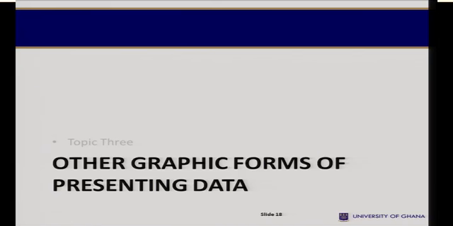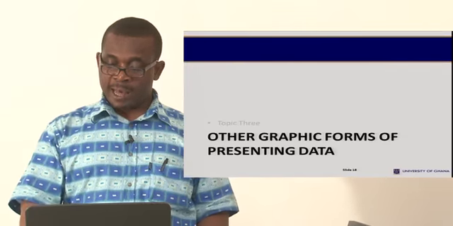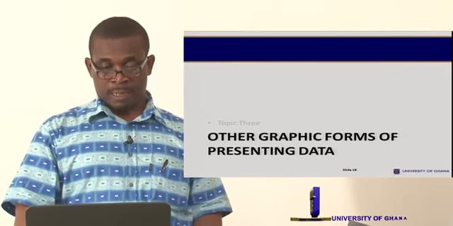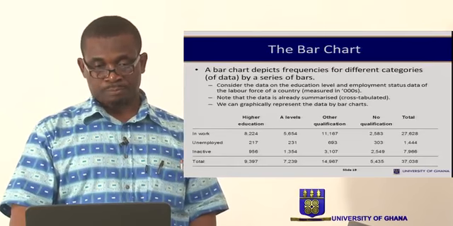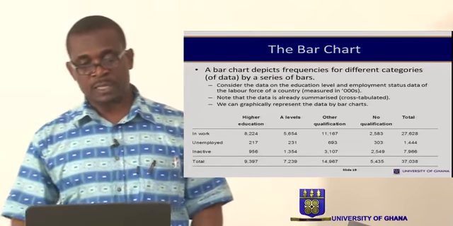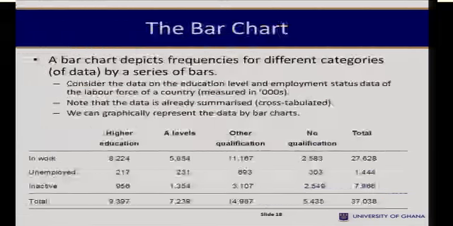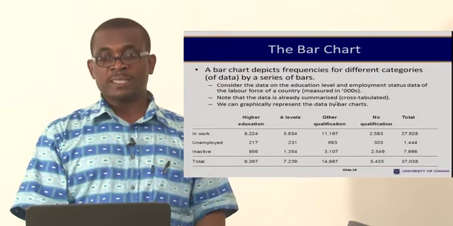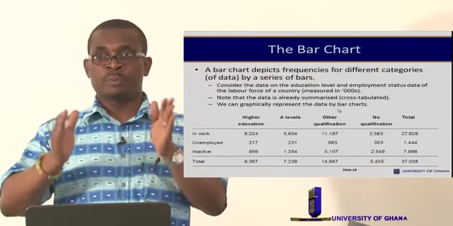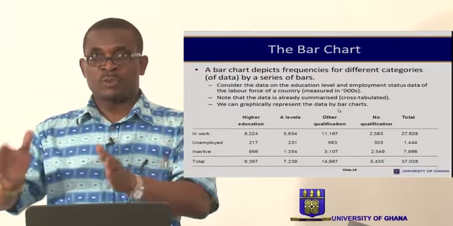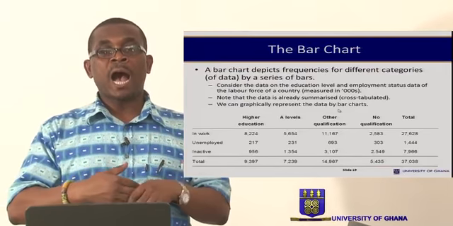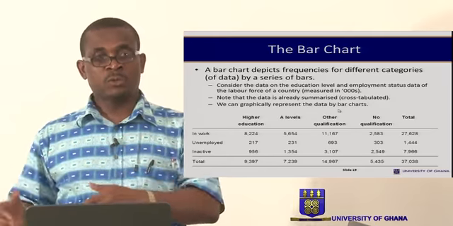Now we want to wrap up our discussion of session 2 by looking at other forms of graphic data representation, or representation of data graphically. The first is the bar chart. Now, a bar chart depicts frequencies for different categories by a series of bars. So you have data in various categories, and you want to represent each category by a series of bars to show how important each category is.